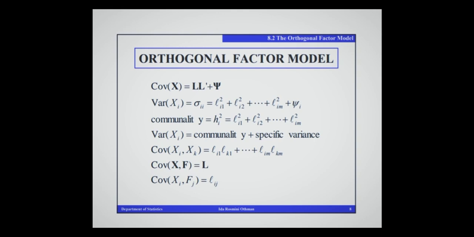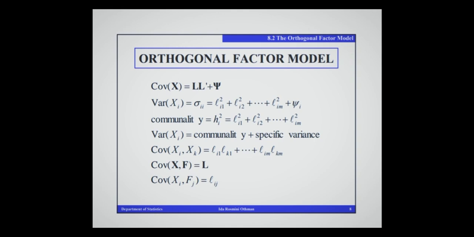And then it is known that the covariance between the variables adalah Li1, Lk1. Maksudnya factor loading untuk first variable multiply factor loading untuk second variable for the first factor, tambah pula dengan factor loading untuk first variable darab dengan factor loading untuk second variable for second factor. Sebab factor loading ni ada untuk setiap factor yang kita create. Okay.